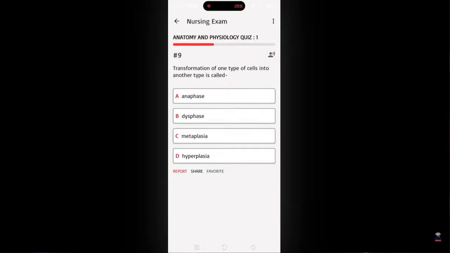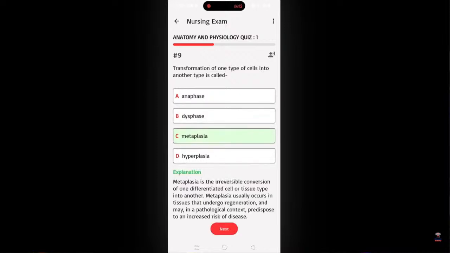Transformation of one type of cells into another type is called A. Anaphase, B. Dysphase, C. Metaplasia, D. Hyperplasia. Hyperplasia, it means they become more, okay? And they're asking about the transformation of one type of cell into another. So we'll go with metaplasia.